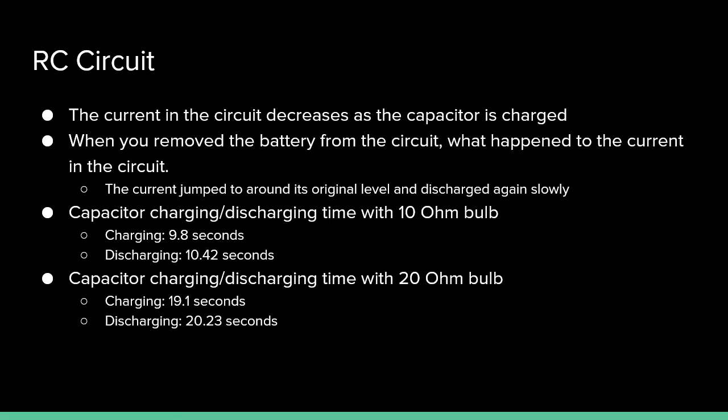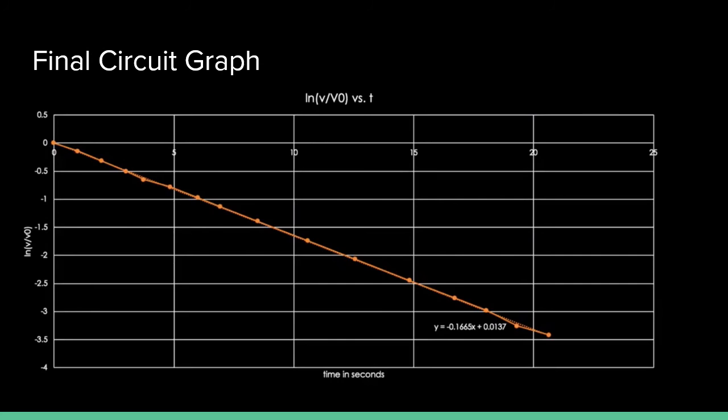So the current in the circuit actually decreases as the capacitor is charged, and when we remove the battery from the circuit, the charge in the capacitor went to the light bulb, so the current actually jumped to around its original level and discharged again slowly. So the discharging and charging times are, as you can see, about 10 seconds for the 10 ohm light bulb and about 20 seconds for the 20 ohm light bulb.